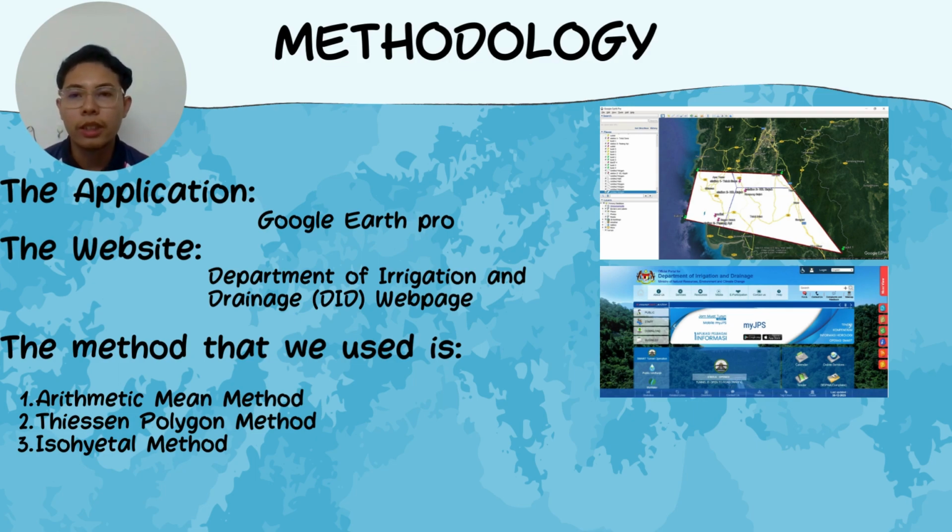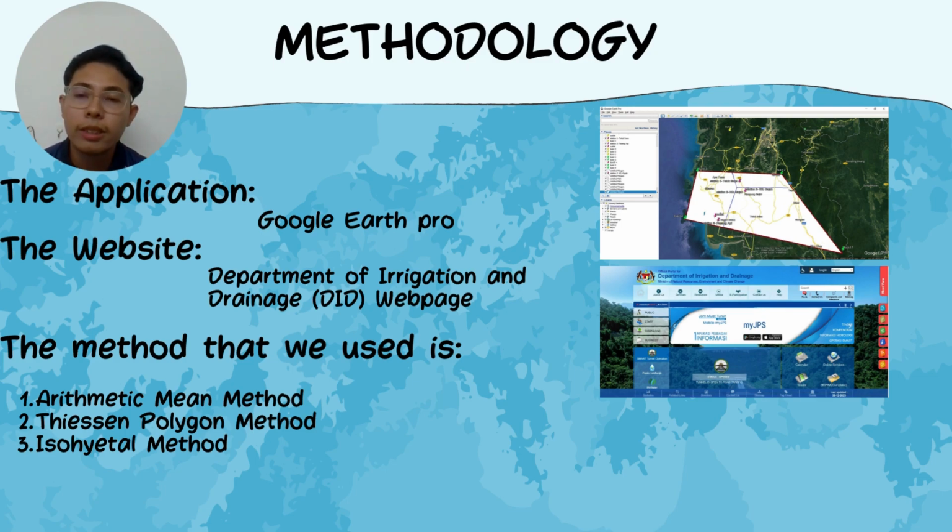In this project, the application that we use is Google Earth Pro. In this application, we need to plot the station and outlet that we choose. This application can also find the station area.